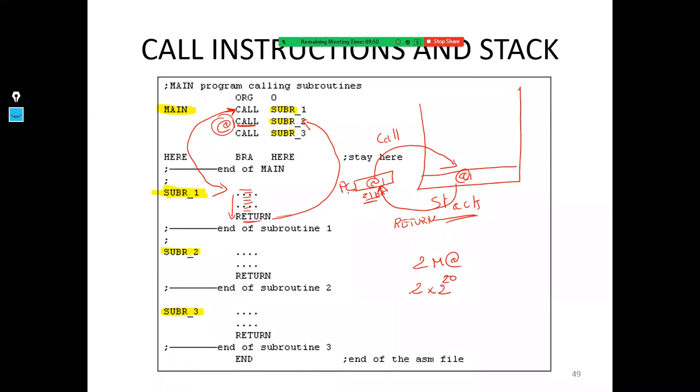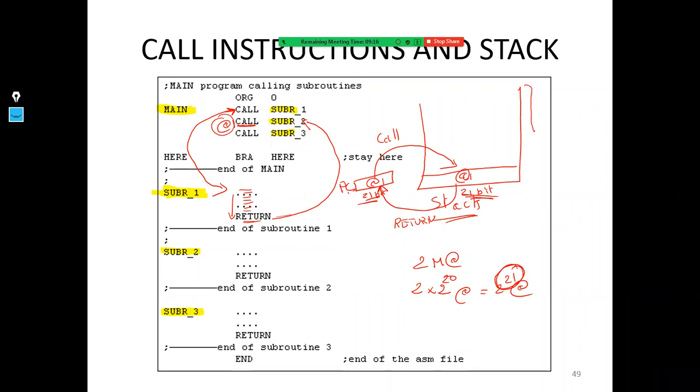Now, we have 2 multiplied by 2 to the power of 20 addresses. So it is 2 to the power of 21 addresses. So we need 21 bits to select one of these addresses. So the bus connecting the stack memory to the CPU is a 21-bit bus. Same thing, we are taking a value of the program counter, which is 21 bits. So the number of bits of the stack memory is also 21 bits.